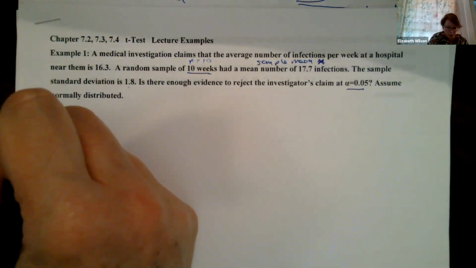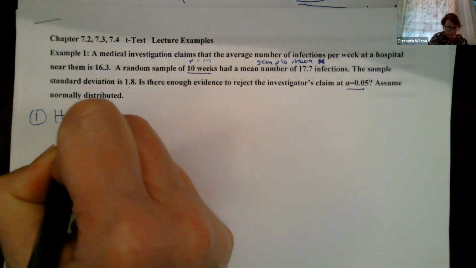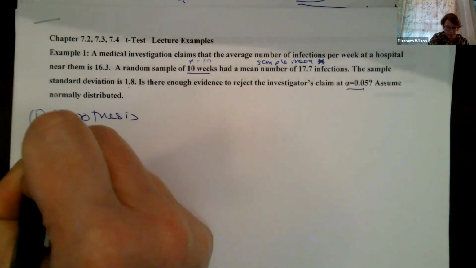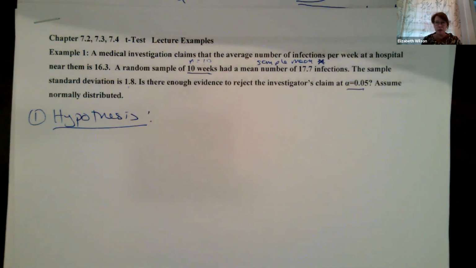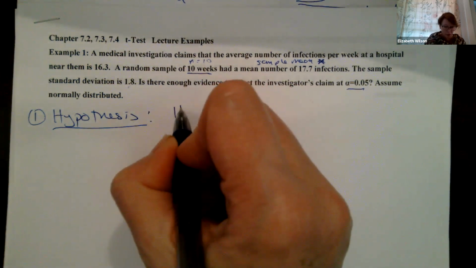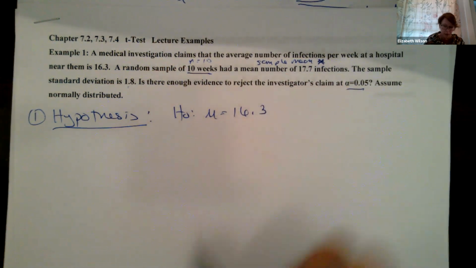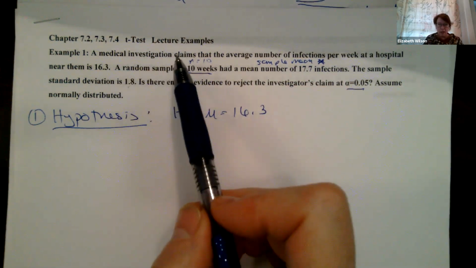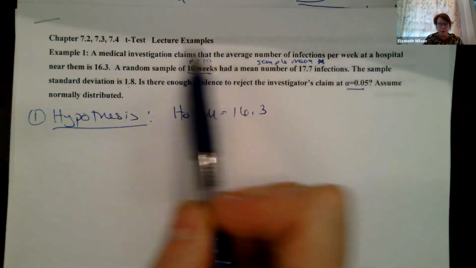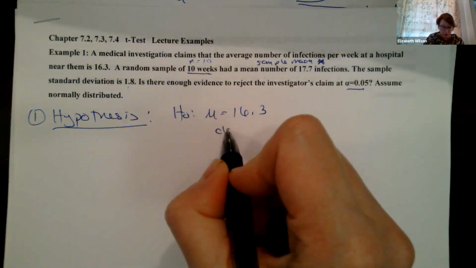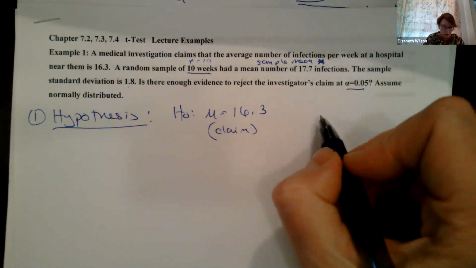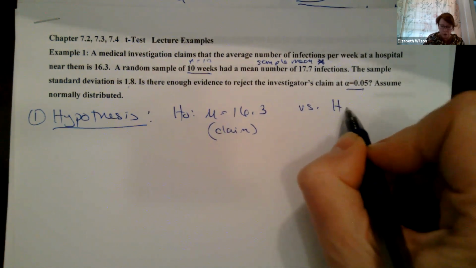So let's do like we always did. I'm going to write down our hypothesis. We're getting this from the way things are written in the question that's being asked. So the hypothesis, our null hypothesis, states that the mean is equal to 16.3. So this is our claim. So they claim that the average number of infections at them is 16.3. I'll just write down this right here. So this is versus our alternative hypothesis.